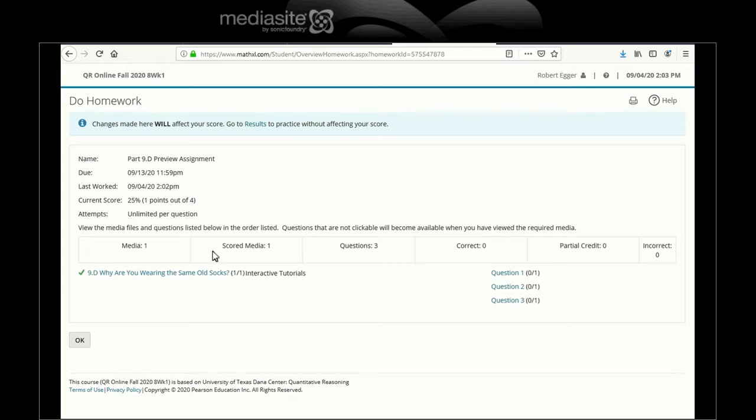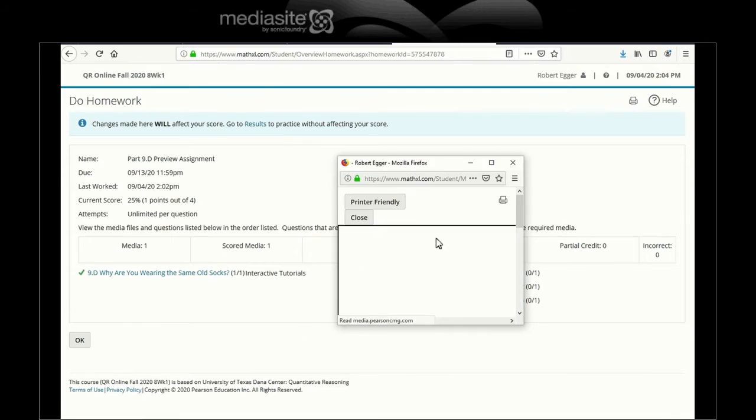So let's look at why you're wearing the same old socks. Hopefully they're kept clean and not just being worn over and over again, but we shall find that out, and I'd rather not know the answer. So let's look at this one.